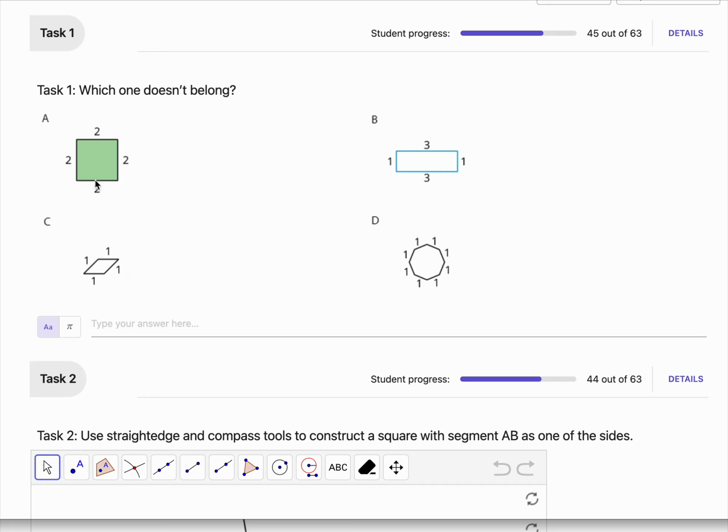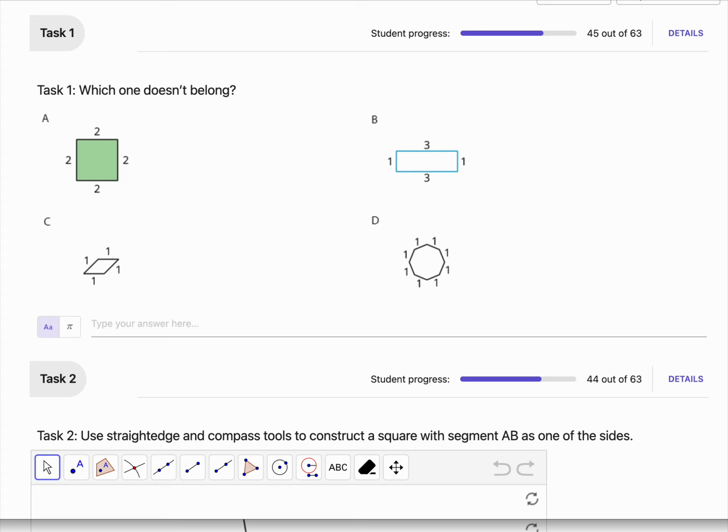Well, let's see. This one has all right angles all the way around. This one has all right angles all the way around. And this one has angles that are the same all the way around. So these 3 have all of their angles the same. They are all equiangular. This one has some acute angles and obtuse angles. So that one doesn't fit for that reason.